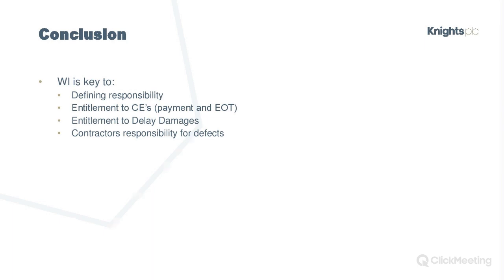So in conclusion, works information is really important. I hope today has shown that, and also the site information. Hopefully you've seen from the site information how you can make a claim, whereas with JCT the contractor pretty much takes the risk of the site conditions.